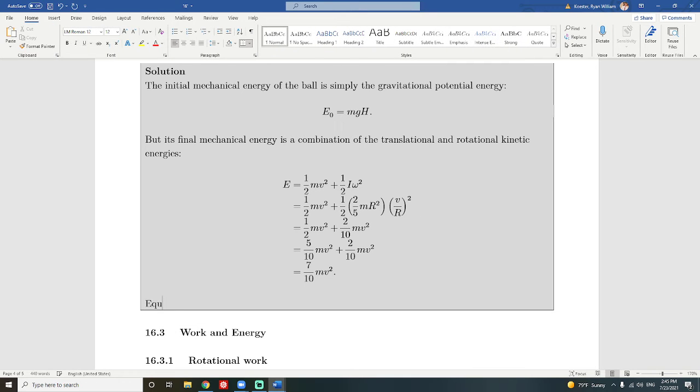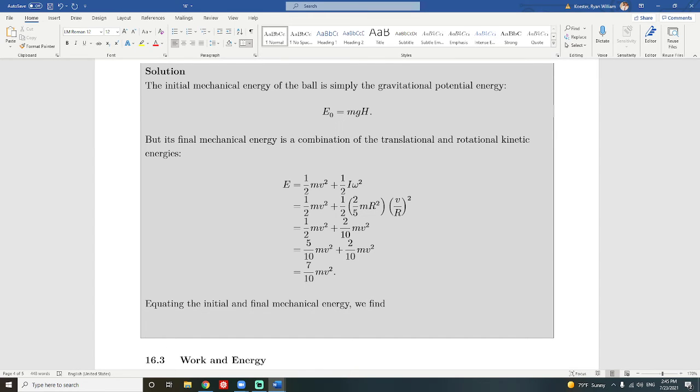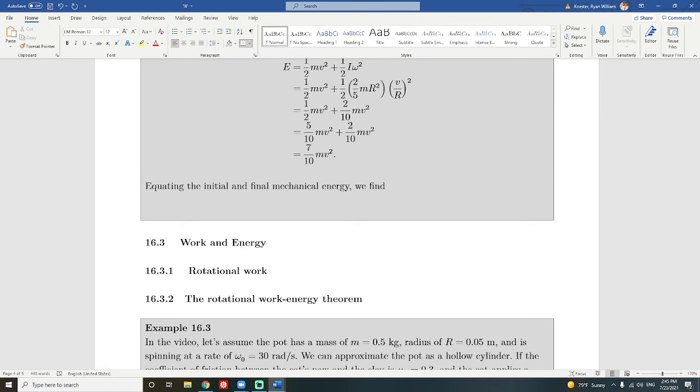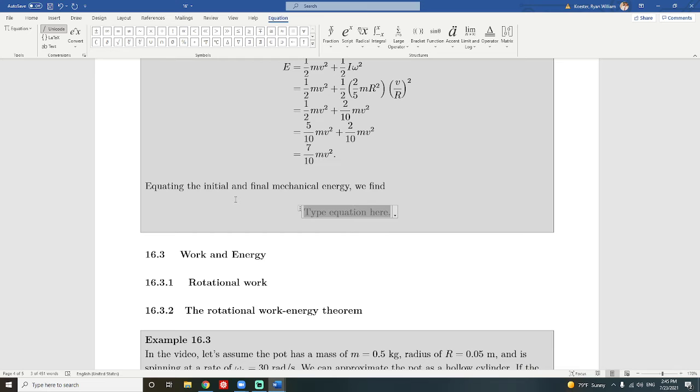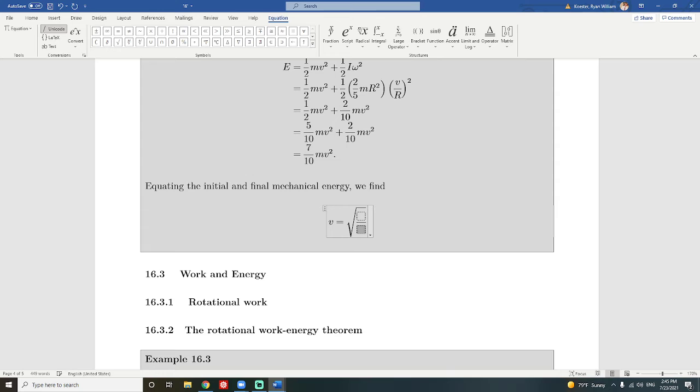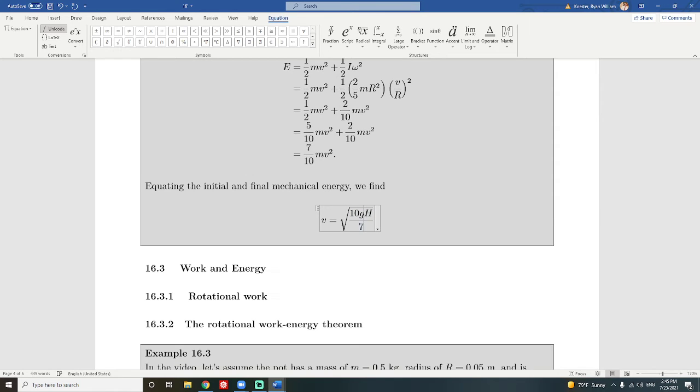So equating the initial and final mechanical energy, we find, and I'm going to give you the result here, and you can go through and do the algebra to convince yourself that this is true, and I'm not lying to you, but I wouldn't lie to you. So we should find something like this. It's the square root of 10 gH over 7.